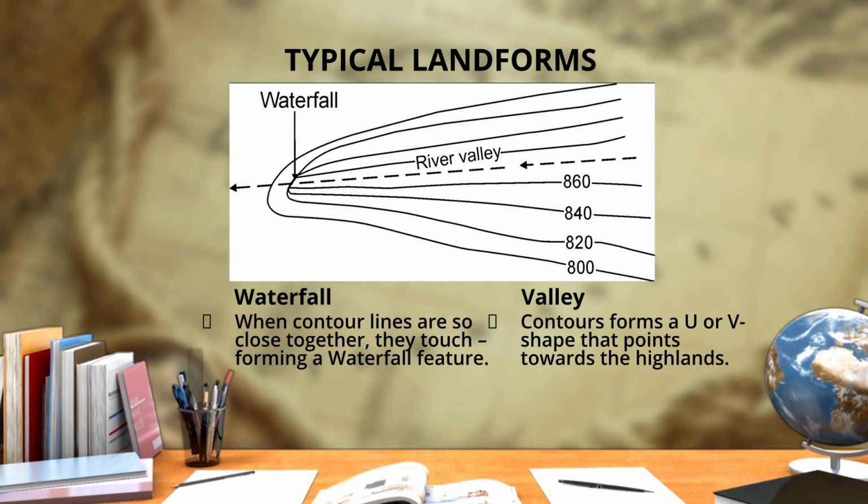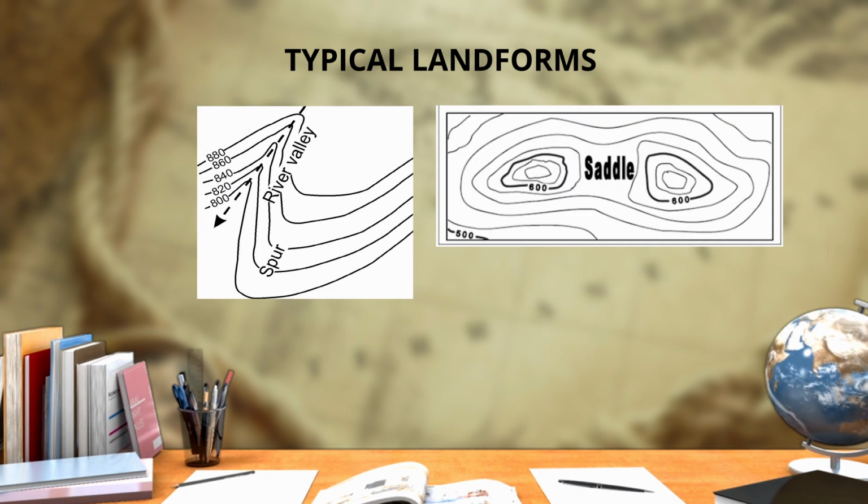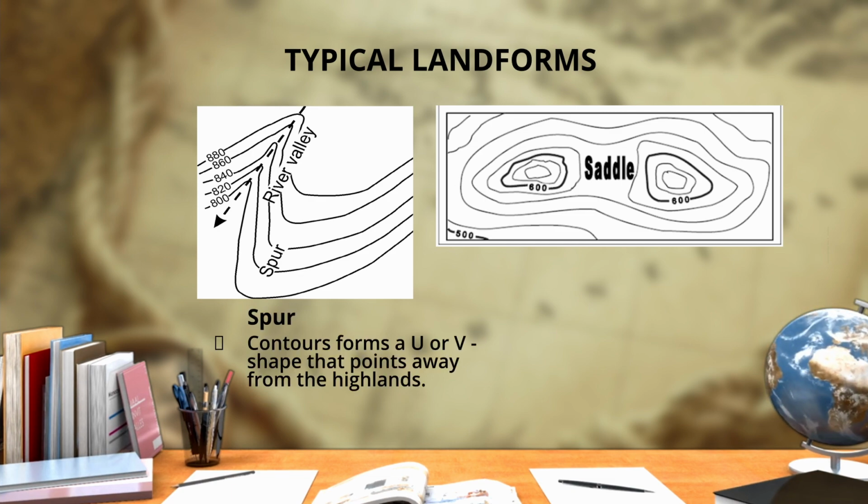That is our valley. Then we have a spur. A spur, just like a valley, is also shown with either a V or a U shape. And remember, it must not be a straight V. A V can be in a form of a U shape. Now, the diagram that we have here, it's a perfect example.